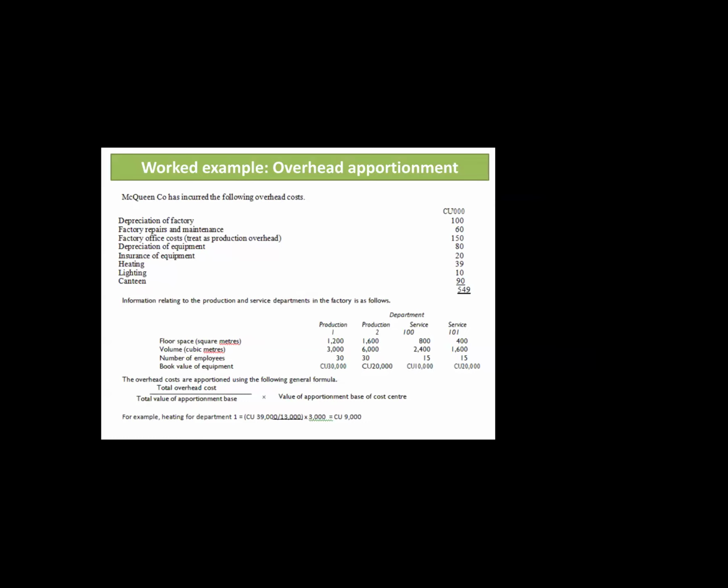So administrative expense is related with employees. So we should allocate factory office cost based on number of employees. But if we segregate based on floor space, it will not be wrong, but the most logical is to allocate the cost based on number of employees.